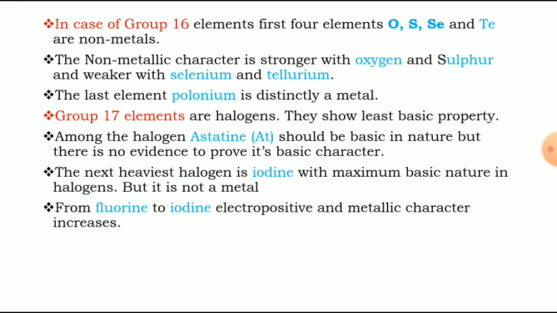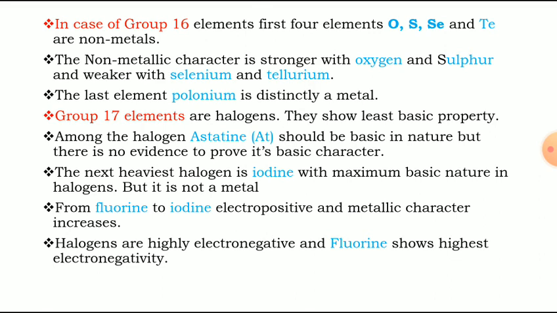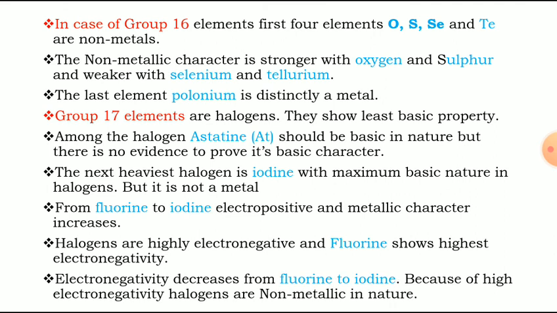From fluorine to iodine, electropositive and metallic character increases. Halogens are highly electronegative and fluorine shows the highest electronegativity. See, that means in the periodic table, fluorine shows the highest electronegativity. So electronegativity decreases from fluorine to iodine. Because of high electronegativity, halogens are non-metallic in nature.